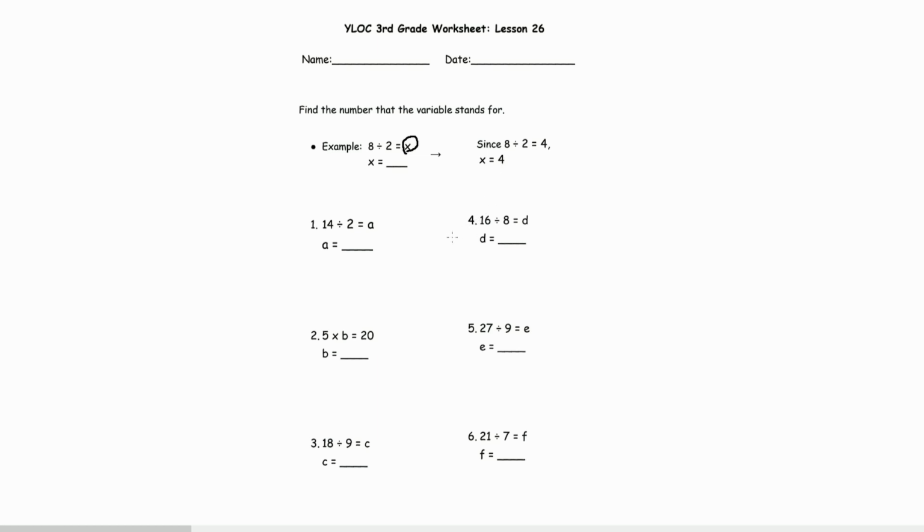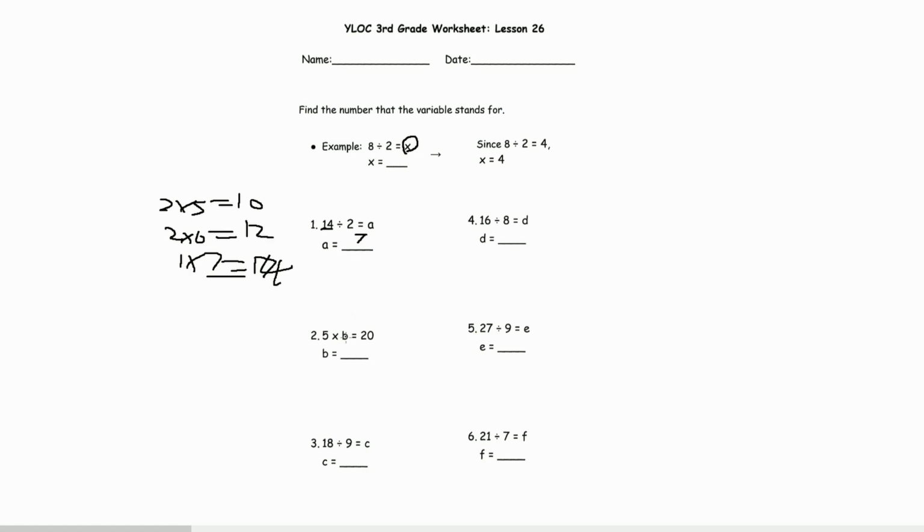Okay, number 1, we have 14 divided by 2. We could do 2 times 5. That's 10. That's still not 14. Let's try 6. That's 12. That's still not 14. Let's try 7. And we get 14. So A would be 7. It's 14 divided by 2 equals 7.